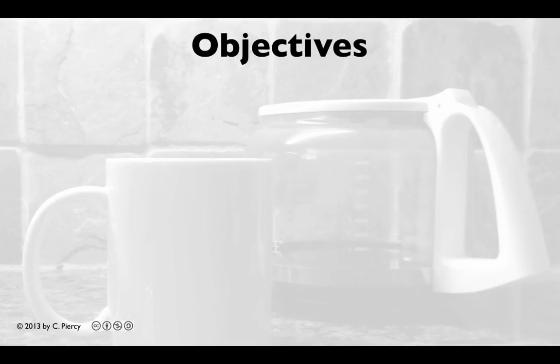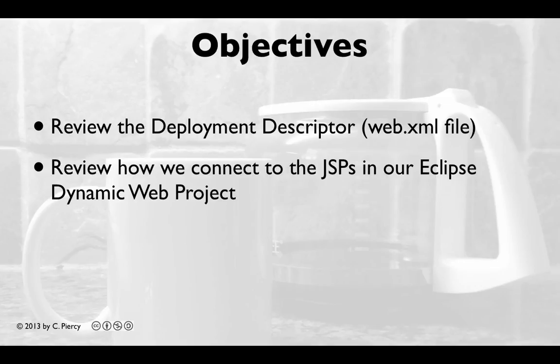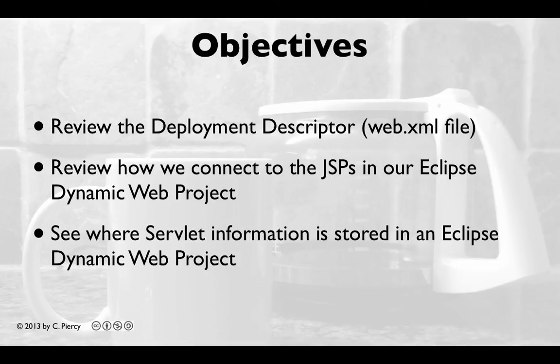So in this video, we have seen the deployment descriptor and how we can use it to specify our welcome file. We've also seen how we can connect to the JSPs in our Eclipse dynamic web project. And we've also seen where servlet information is stored and how we can connect to the servlets.